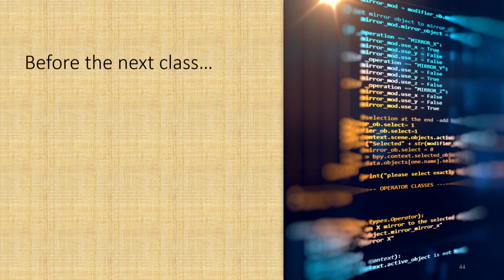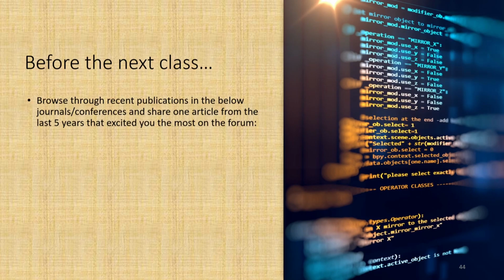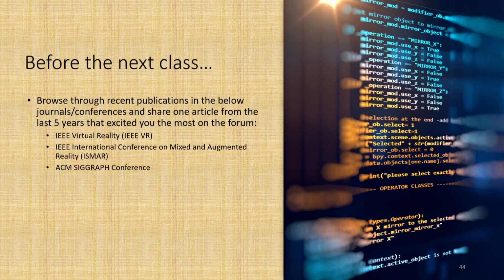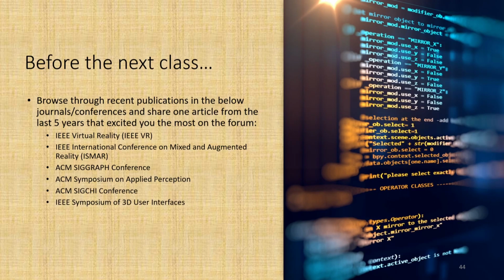Now, before the next class, I would like you to browse through recent publications in the below journals and conferences and share one article from the last 5 years that excited you the most on the forum. Some of these interesting journals and conferences are IEEE Virtual Reality, IEEE International Symposium on Mixed and Augmented Reality or ISMAR, ACM SIGGRAPH Conference, the ACM Symposium on Applied Perception, ACM SIGCHI Conference, IEEE Symposium on 3D User Interfaces, Journal of Vision, Presence: Teleoperators and Virtual Environments.